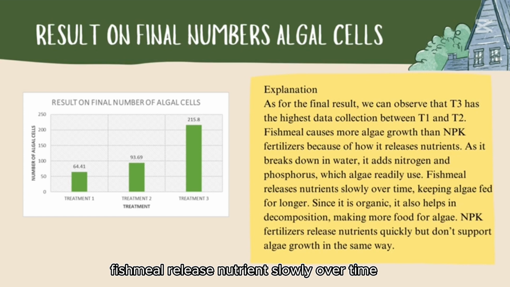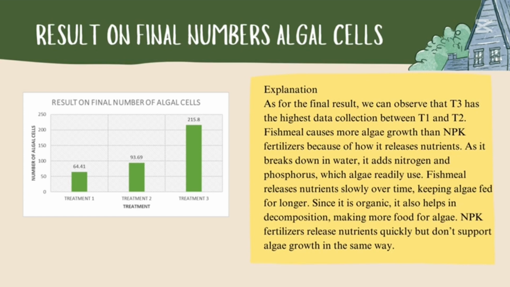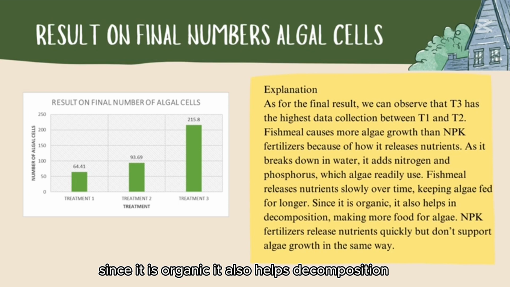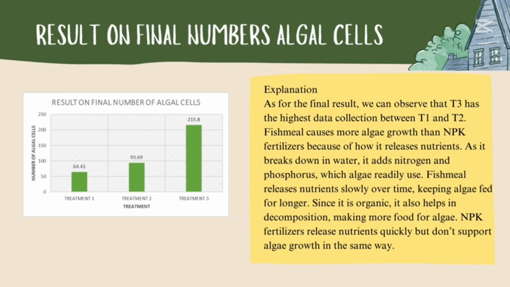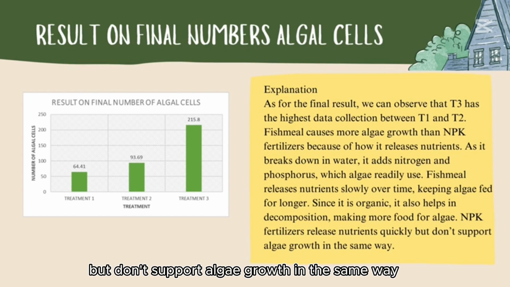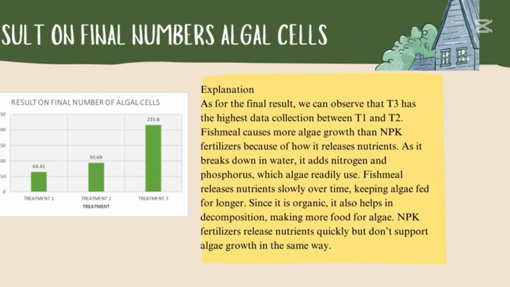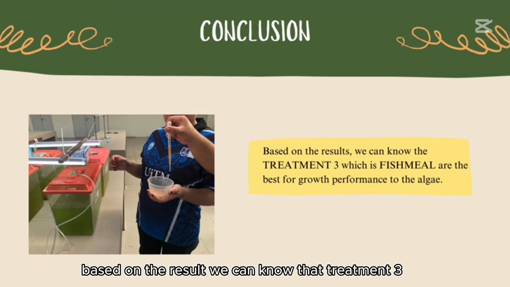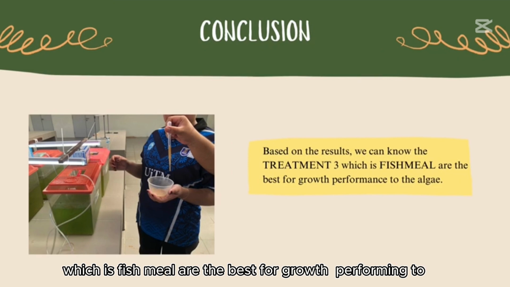Fish meal releases nutrients slowly over time, keeping algae fed for a longer time. Since it is organic, it also helps in decomposition, making more food for algae. NPK fertilizer releases nutrients quickly but doesn't support algae growth in the same way. Based on the result, we can know that treatment 3, which is fish meal, is the best for growth performance of the algae.